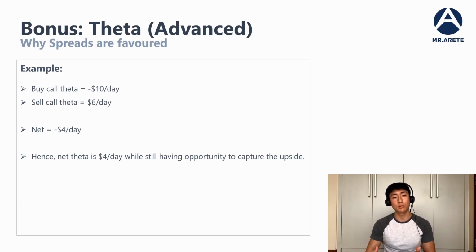For example, when we buy a call, our theta is maybe minus $10 per day. And when we sell a call option, our theta is plus $6. Therefore, our net theta is minus $4 per day. Compared to if you were just to buy one call option without the sell, we'd be losing $10 per day.